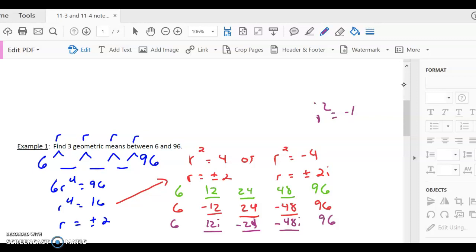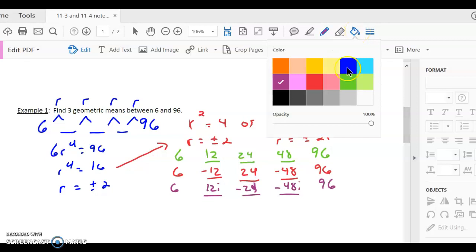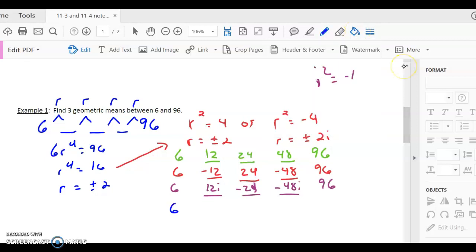And then we have to do one more last one. If we had 6 and we multiplied by negative 2i, we would get negative 12i, negative 24, positive 48i, and 96. So there are actually 4 different answers to this question of 3 geometric means, since it doesn't say over the reals or anything like that.